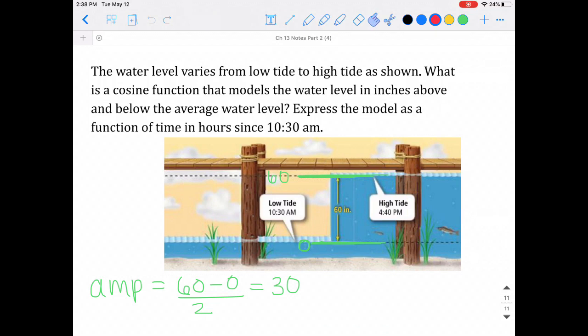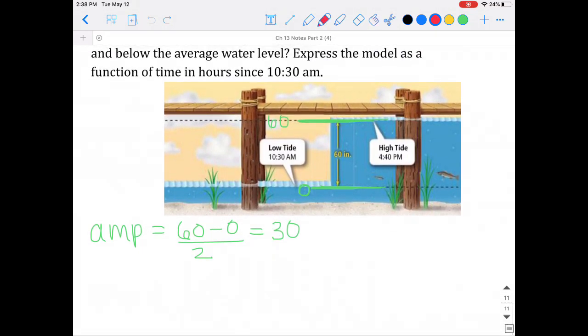We also know, looking at the diagram, that low tide occurs at 10:30 a.m. and high tide occurs at 4:40 p.m. So from low tide to high tide, 6 hours and 10 minutes have elapsed. Now, if we think about the tides as a function, that means low tide is the minimum and high tide is our maximum value. So this time, 6 hours and 10 minutes, only represents half a cycle. Remember, the cycle has to begin and end at the same exact spot. So from the minimum to the maximum, that's just half our cycle.